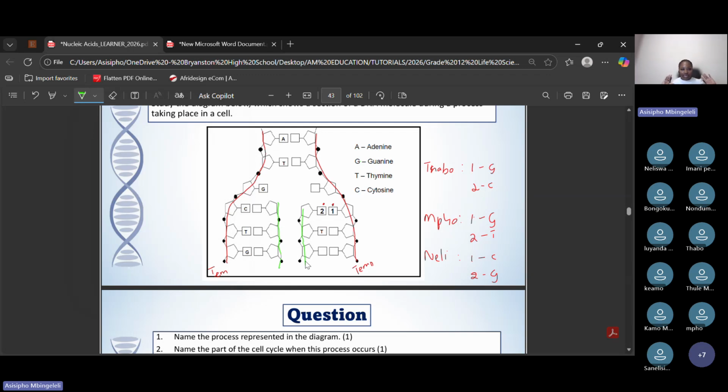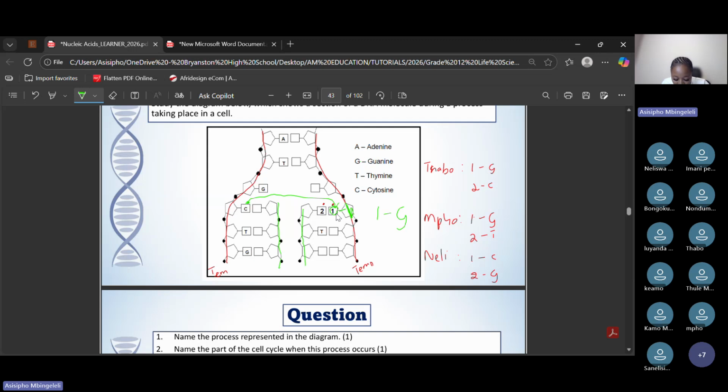So if we were to just focus on the template strands first, there is a C here. So C pairs with G. So this base here in the template strand is a C. That means it's going to pair with base 1. So C pairs with G. So that means 1 is G because this one is attached to the template strand on the outside. That's how we analyze it. So 1 is G.